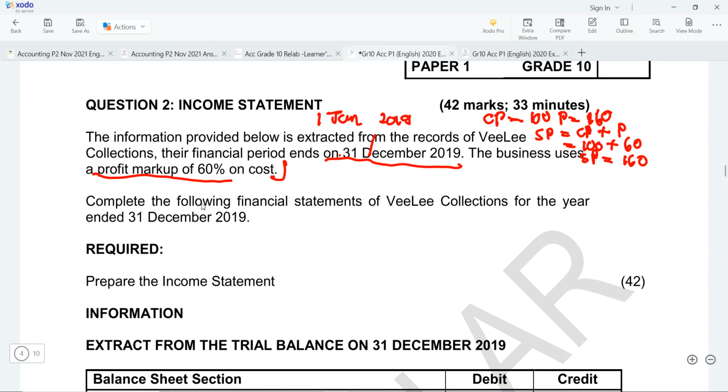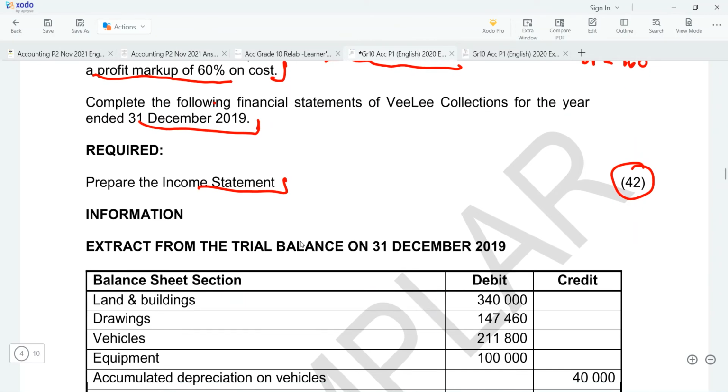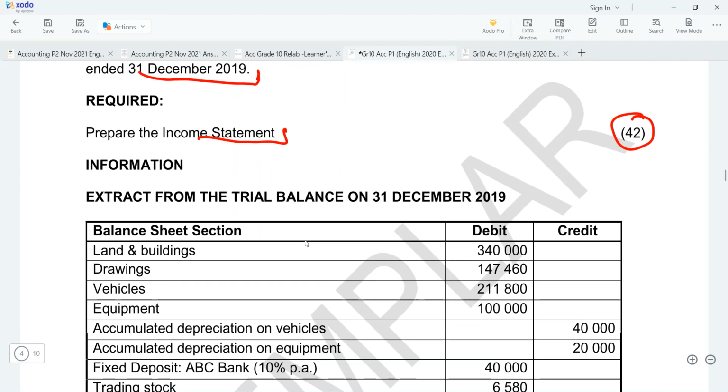So now here they're saying complete the following financial statements for the year ended 31 December 2019, like I said. Here we are required to prepare the income statement, and it's supposed to give us 42 marks, and this should be done in 33 minutes. You cannot do this in 33 minutes if you don't practice. But obviously, because I'm explaining, I'll take a bit longer than the required time. So pay attention as I explain.